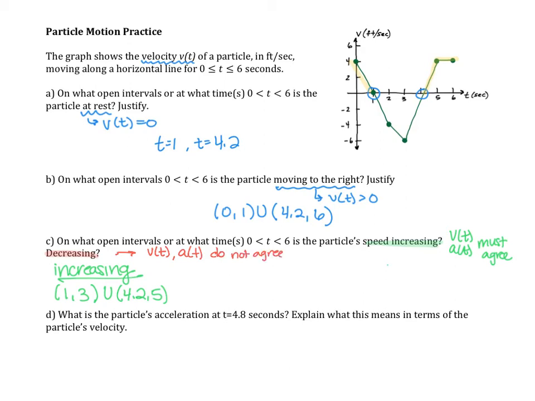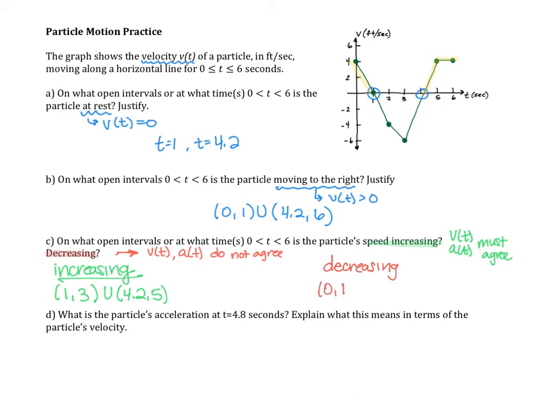Okay, so the place where they do not agree, we need a positive and a negative or a negative and a positive. So the place where the velocity is positive but the slope is negative, using the x values, is from 0 to 1. Okay, so from 0 to 1, my slope is negative, but my velocity is positive.